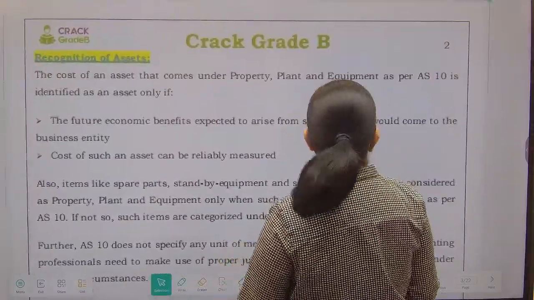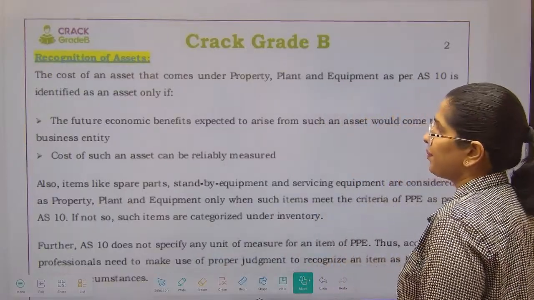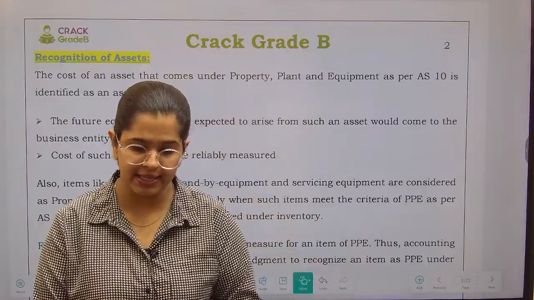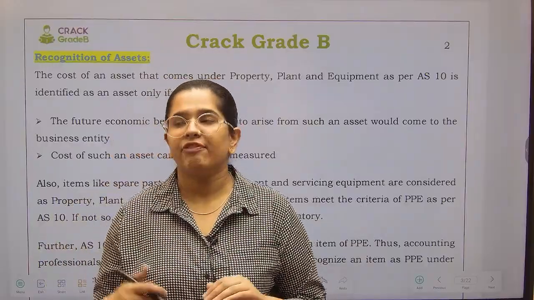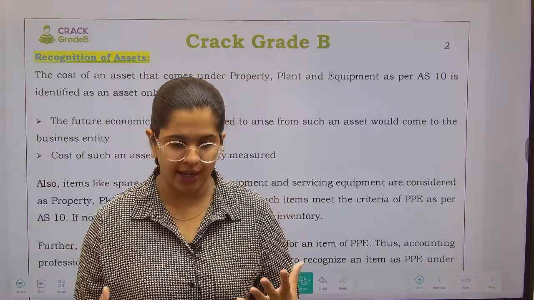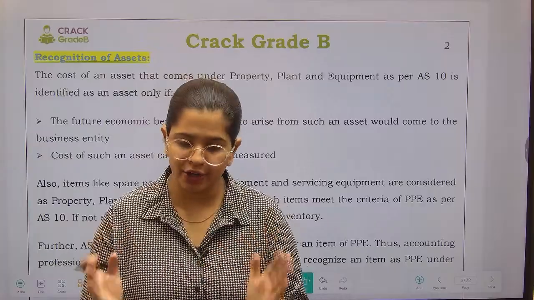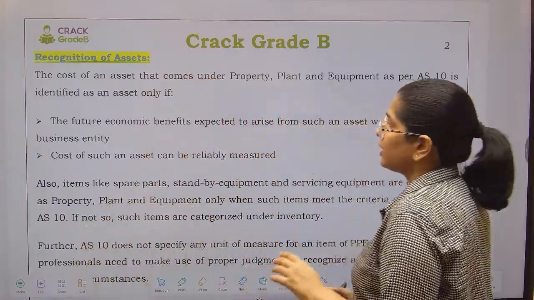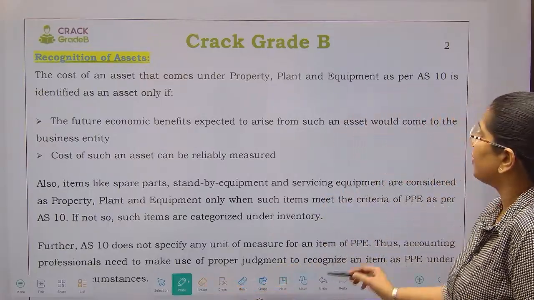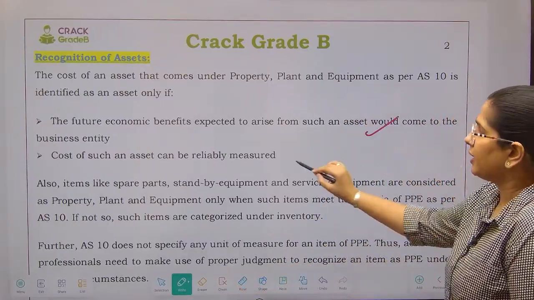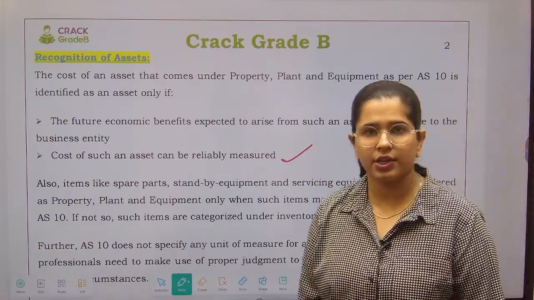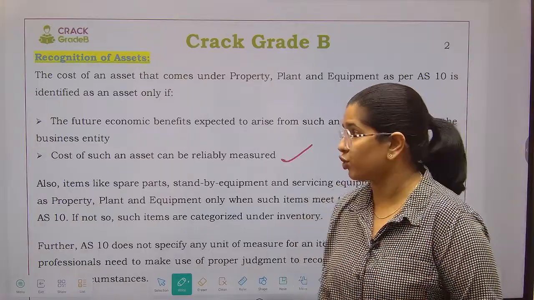Now, what is the recognition of assets? What does recognition mean? It means when you should recognize the assets in your books. That means if I have purchased a particular machinery, should I represent that in my books or not? And if I am going to do that, when should I be doing it, right? So there are two conditions for this. You can recognize the asset in your books if the future economic benefits would come to you and the cost can be reliably measured. Okay, two conditions are given to you. If these two conditions are fulfilled, you can recognize the assets in your books.